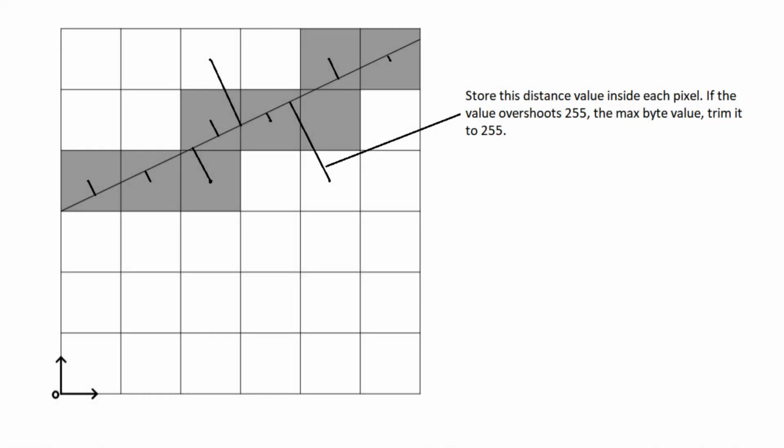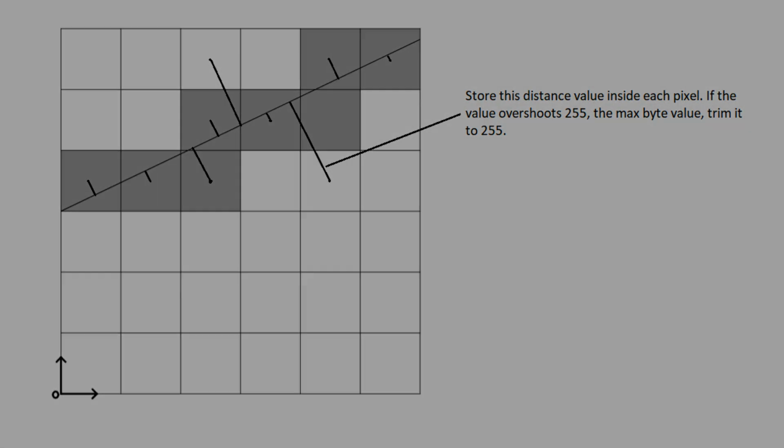With that said and done, to implement this on our canvas, we are going to measure the distance of each pixel from the line using the coordinates of the pixel as the coordinates of the ideal point. For starters, we shall store that value inside each pixel, and since each pixel color could hold values only up to 255, any distance value over that shall be trimmed to 255.